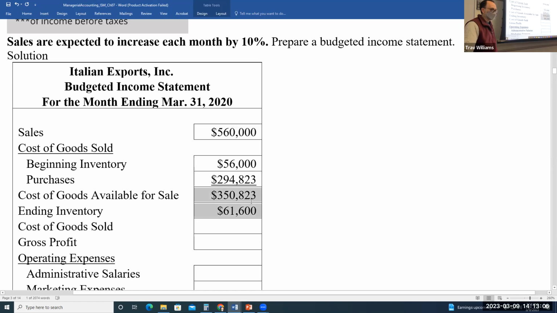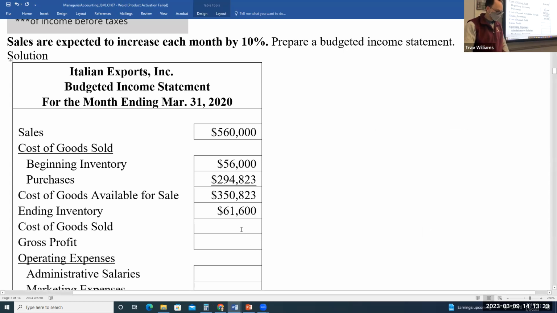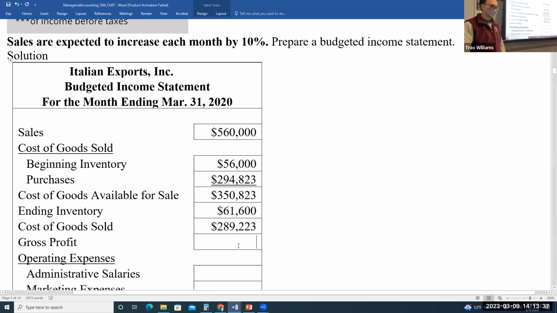Okay, that's right. So the cost of all the goods that were available for sale minus whatever didn't get sold gives us the cost of goods sold. So 289,223. And then how do we get our gross profit? Okay, sales minus cost of goods sold, 270,777.